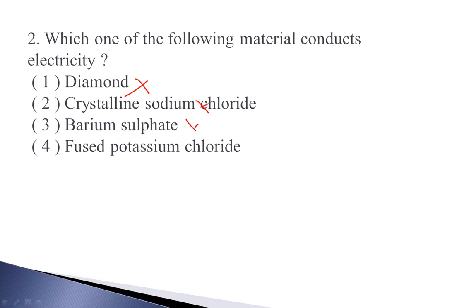Then the fourth option is fused potassium chloride. Fused potassium chloride will conduct electricity because fused KCl contains free ions, and there will be a movement of ions. Therefore, movement of ions is responsible for the conductivity. So option 4, fused potassium chloride, is the right answer.